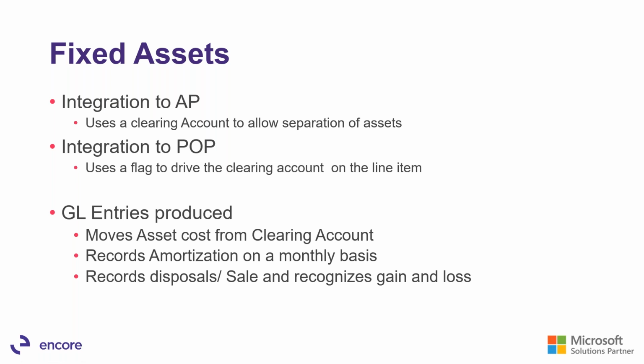Integration to POP, you can also use purchase order processing. There's a flag on the item card or on the item detail on the purchase order, and you can flag that to go through to the fixed assets. You change the GL code to the fixed asset clearing account. You select it as a capital item, and that item will then show up on the list, and you can attach a single line from a purchase order to an asset.